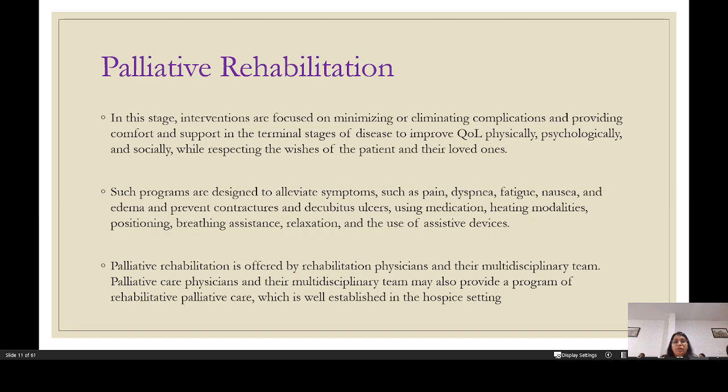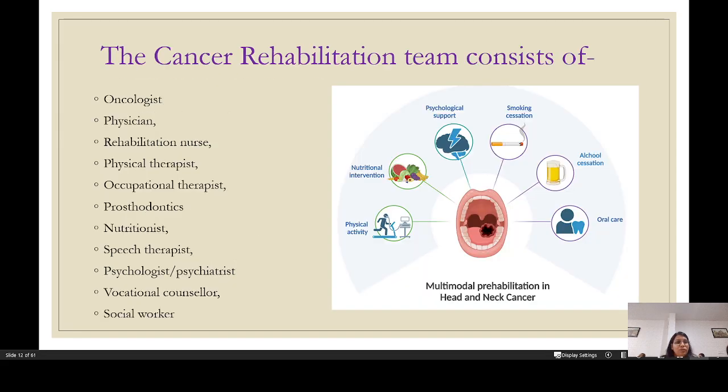Palliative rehabilitation is offered as rehabilitation physician and their multidisciplinary team. Palliative care physician and their multidisciplinary team may also provide a program of rehabilitative palliative care, which is well established in hospice setting. So, cancer rehabilitation team consists of the oncologist, physician, rehabilitation nurse, physical therapist, occupational therapist, orthodontist, nutritionist, speech therapist, psychologist, vocational counselor, and social worker.